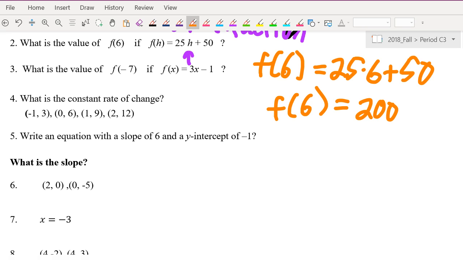The constant rate of change is another name for slope. So that means that all we have to do is pick any 2 points and find the slope.